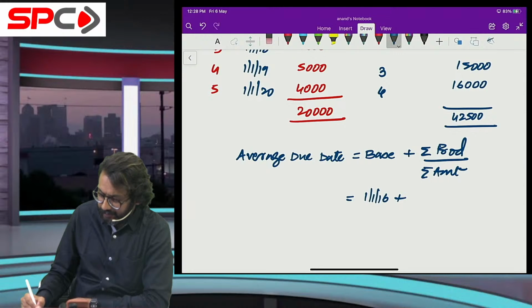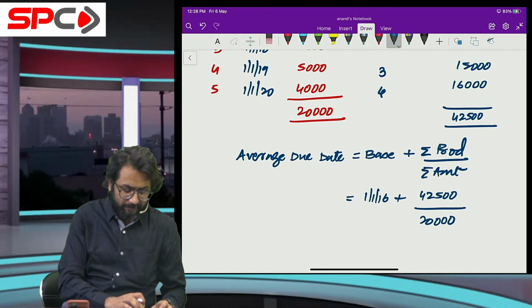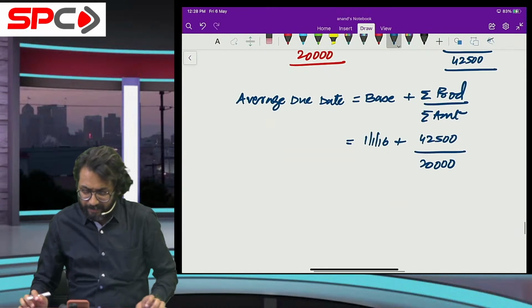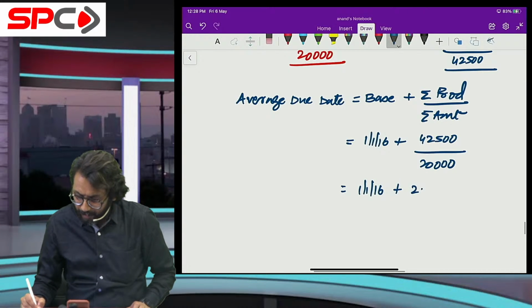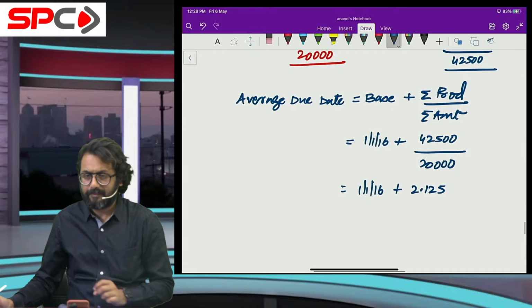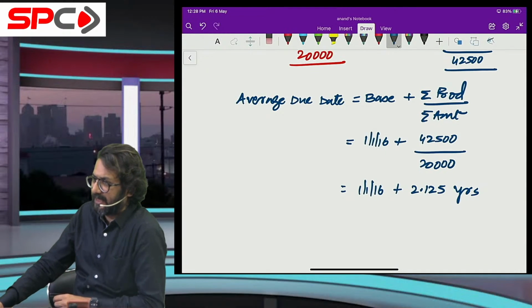1116 plus 42,500 divided by 20,000. Do you all agree? How much would it be? 2.125 years. Agreed? So boys and girls, now I have to put up this data in the form of years.